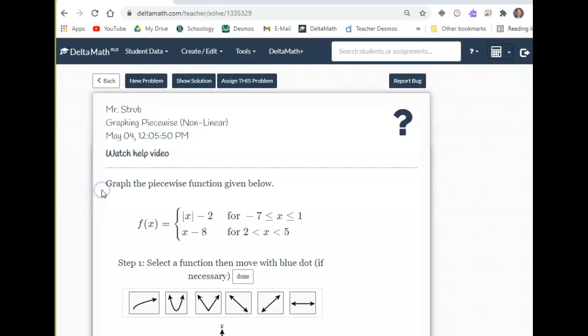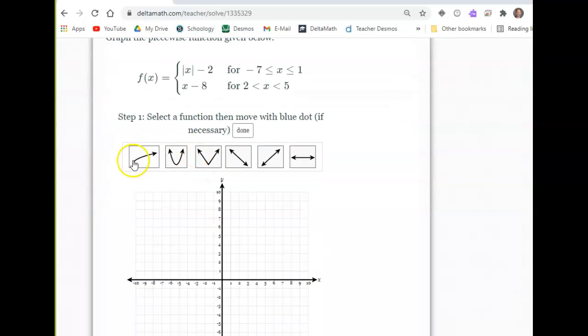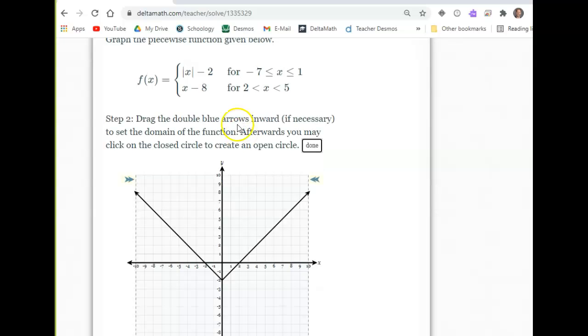Then there's this piece, which is the spot that I think could be really tricky. We have the absolute value minus 2. Well, what you have to do for that is I know this is a V, so I'm going to graph that, but remember what the minus 2 does? That's a vertical shift down. So you grab the vertex, this blue dot, and you shift it down 2 units, and then it says click done. So I have it in its right position, however, it's not set up from negative 7 to 1.